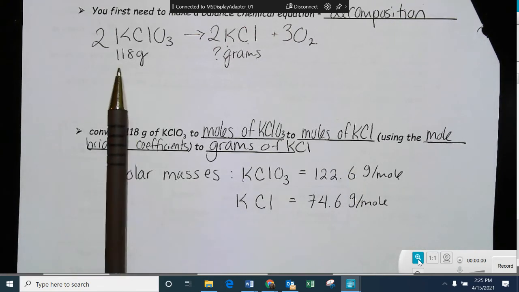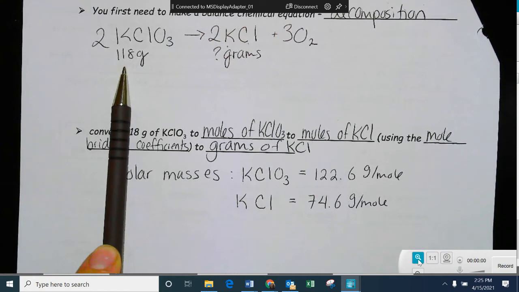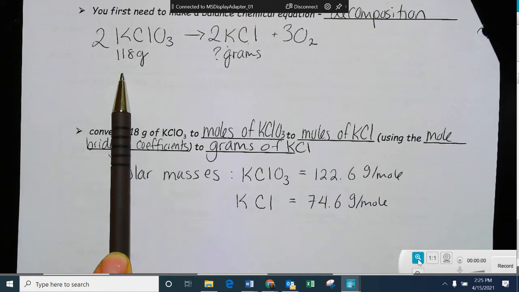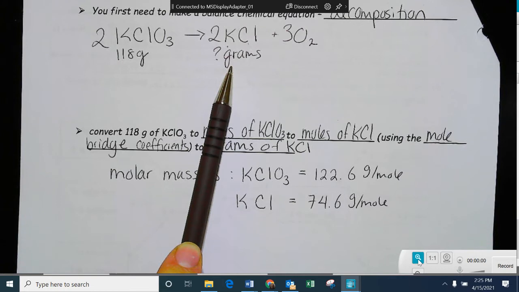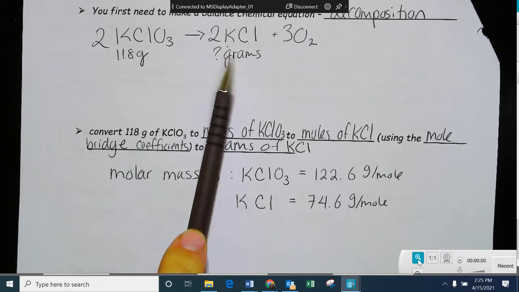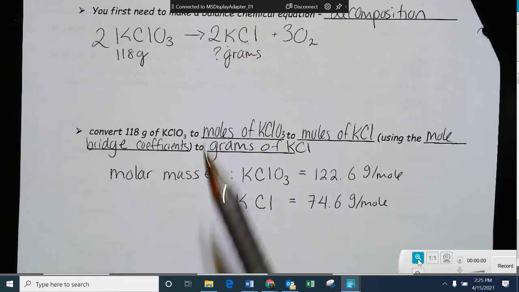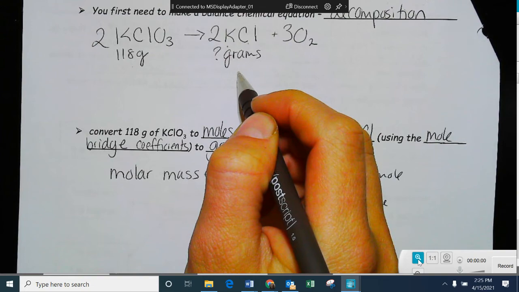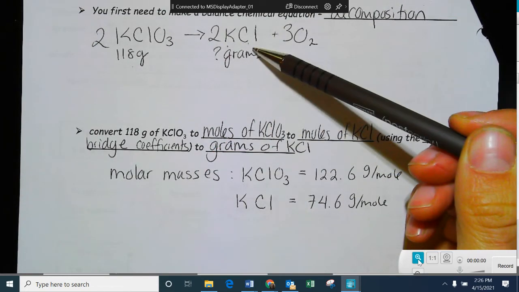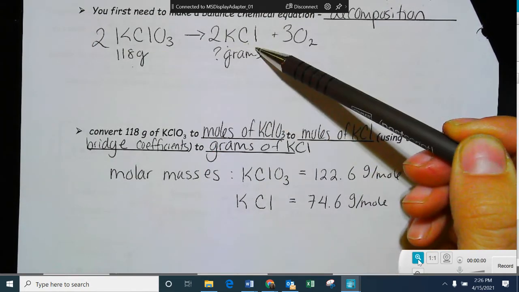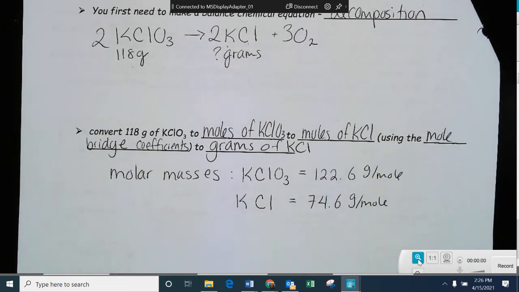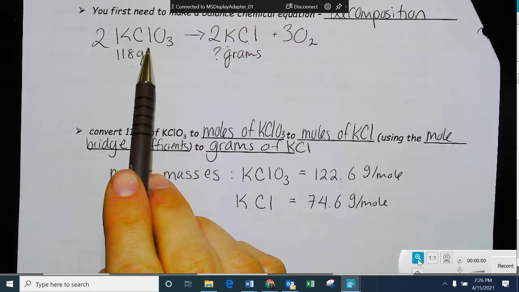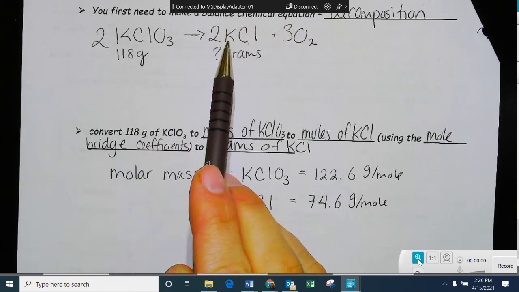So if I were to do a 1-to-1 ratio with grams, I would be saying that this means there's 118 grams of this, right? But because this molecule is so much heavier than this one, you can't just convert it with grams. We need to know how many of them there are, because essentially what we're seeing is they're reacting at a 1-to-1 ratio.